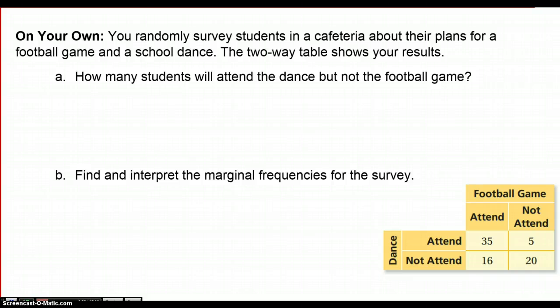So on your own, you randomly surveyed students in the cafeteria about their plans for a football game and a school dance. Okay, so those are 2 data points, whether they went to the football game and whether they went to the dance. So the two-way table below here shows our results. So A says how many students will attend the dance but not the football game. So they're not attending the football game, so I'm here and attended the dance. That would be only 5 students.